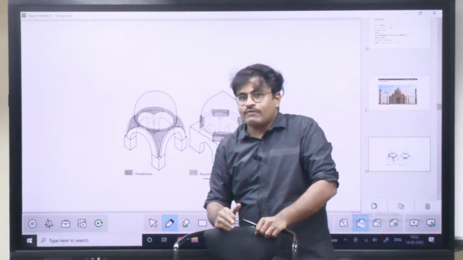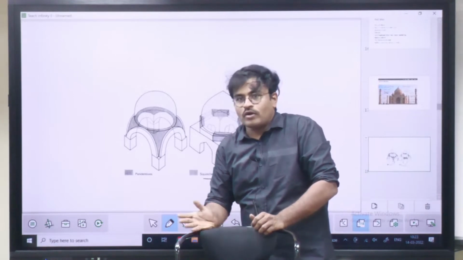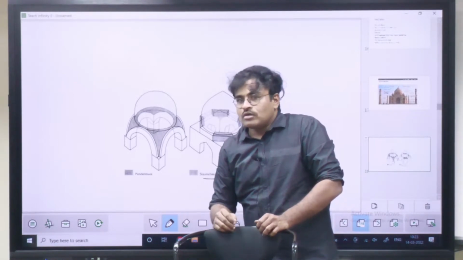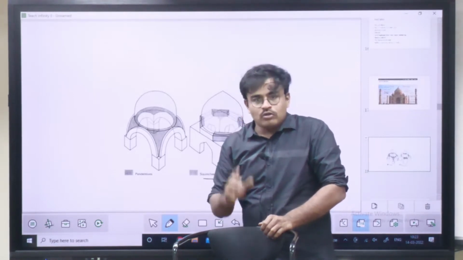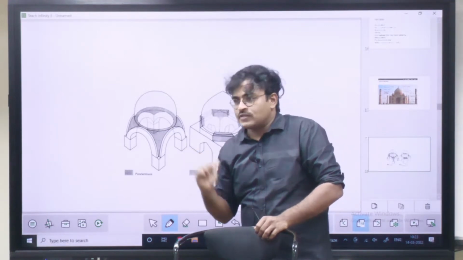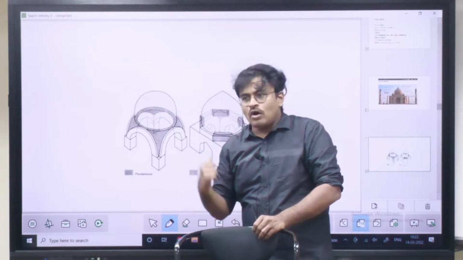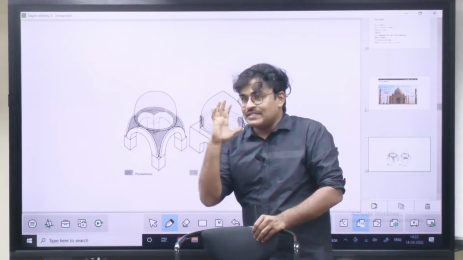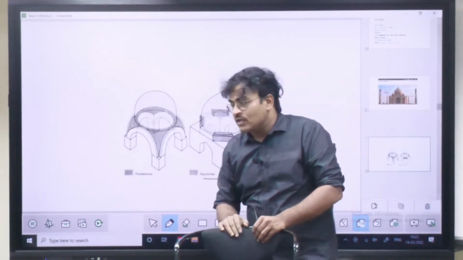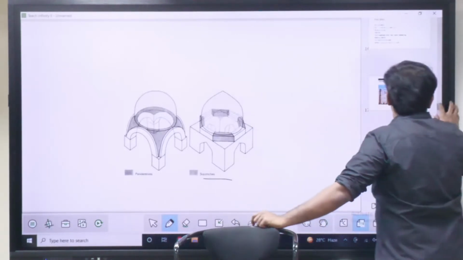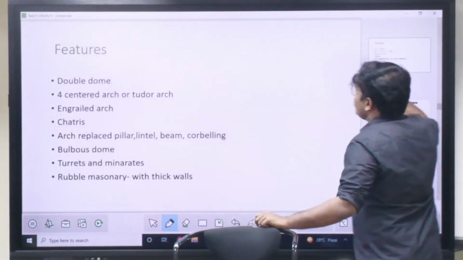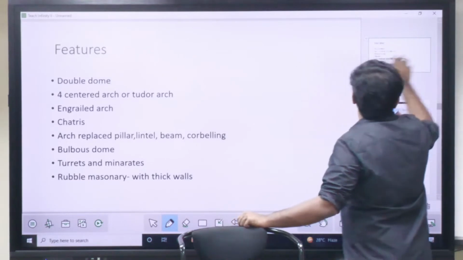I think some people, or at least the majority of you, are from North Karnataka: Gulbarga, Bidar. All those places have these kinds of mosques, and along with mosques there are also many tombs. All those tombs have essentially the same characteristic traits. Are you getting this? Now see this. The next one is the features.